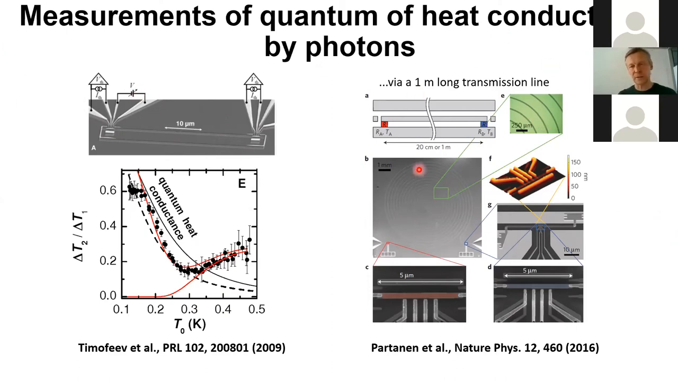Later on, in another group, in Mikko Möttönen's group, also here at Aalto, they made a system where they put in fact a transmission line between the two, which was quite a long transmission line. The physical distance between the resistors was only, in this case, a few millimeters, but the overall line length here was up to 1 meter, and they could still see the same effect, that the heat is transported by photons from one resistor to the other.